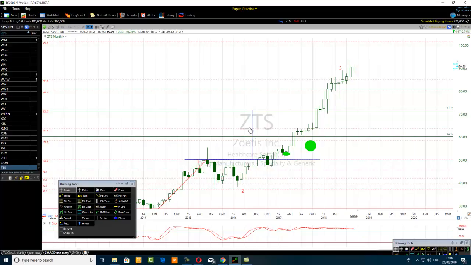So see carefully. Look how it is becoming very interesting. Using that projection again for this stock, Zoetics Incorporated. Look at the projection again. Look where we are.